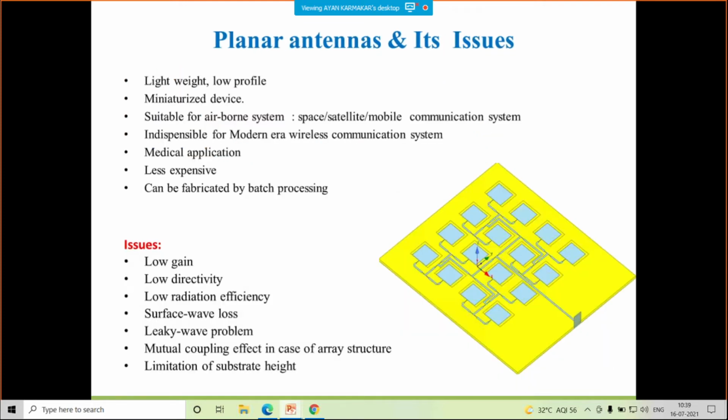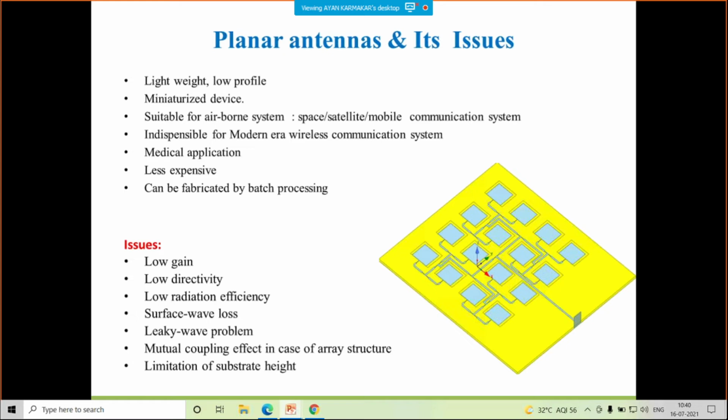And as a blessing of this silicon RF technology, nowadays lots of planar transmission lines and lots of planar antennas are used knowingly or unknowingly in our daily life, just like in our smartphones, in our Bluetooth devices, and all the handheld or wireless devices. Even in future IoT systems, it will be used extensively because of its several merits like lightweight, low profile, miniaturized device, and it is very suitable for airborne systems also.